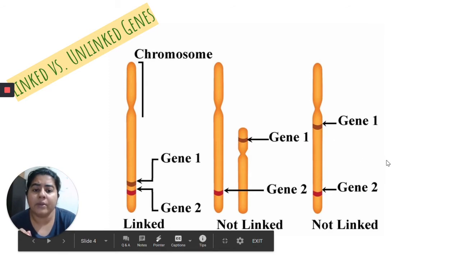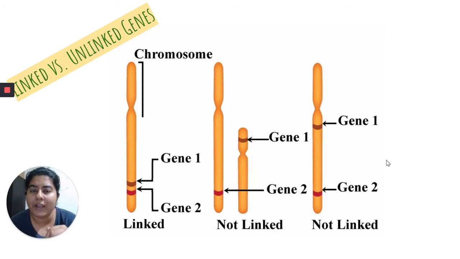So the concept of linked and non-linked gene is very important, because after the dihybrid cross module we will be studying a particular phenomenon called autosomal linkage. So basically linkage means the chances of some genes to lie so close to each other that they always get inherited together. So at that time the law of independent assortment cannot be applied to them.